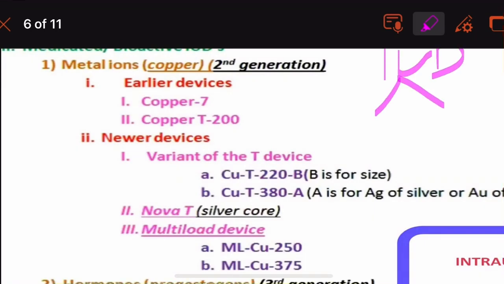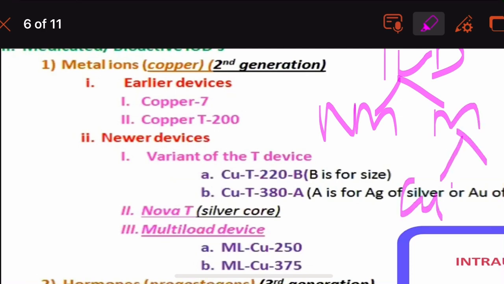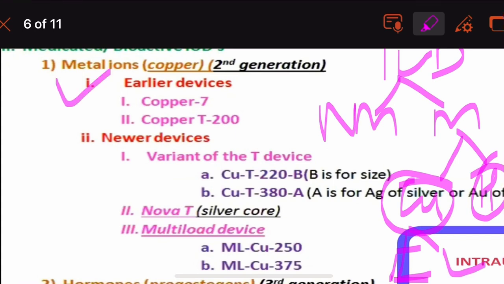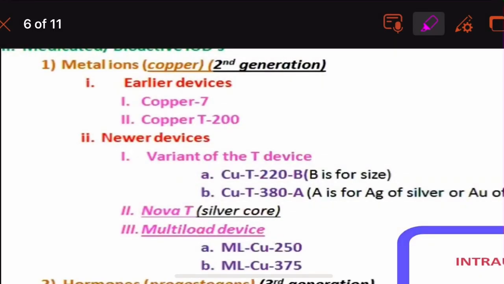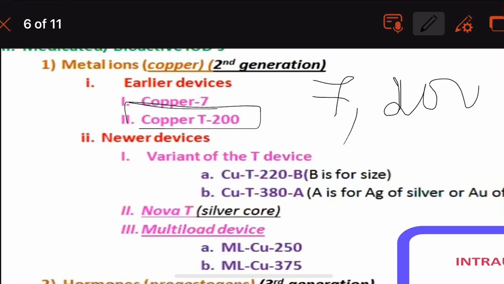IUDs are non-medicated and medicated. Under medicated, we are studying the metal ion, dealing with copper. Later we'll go to hormones. Under copper, there is a classification, earlier devices and newer devices. The earlier devices are copper 7 and copper T200.